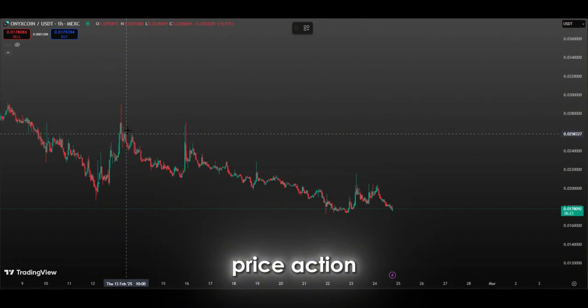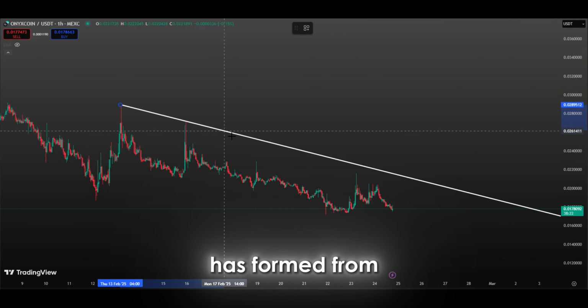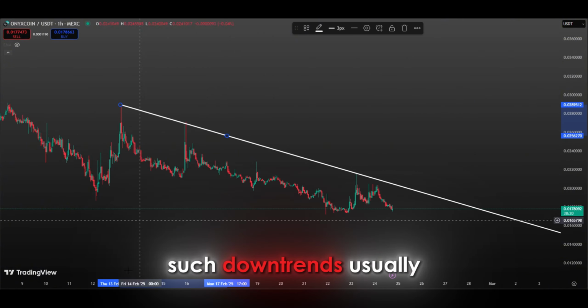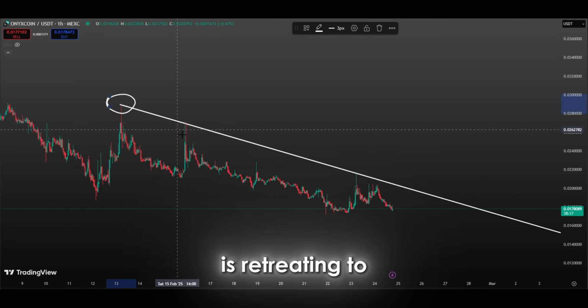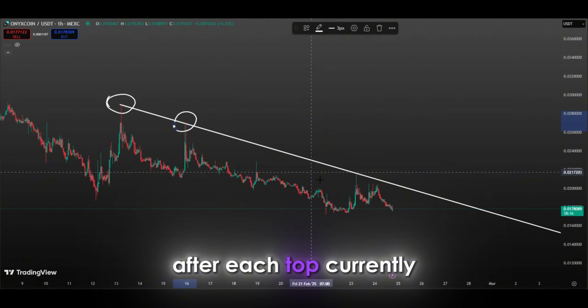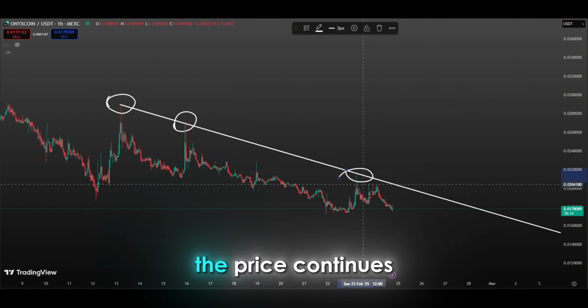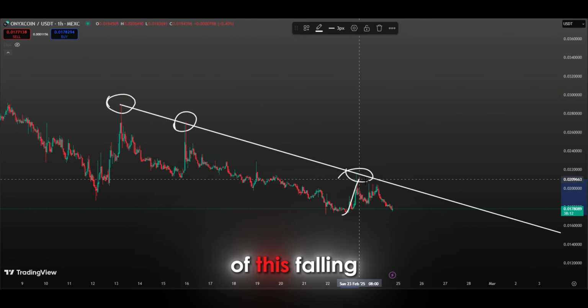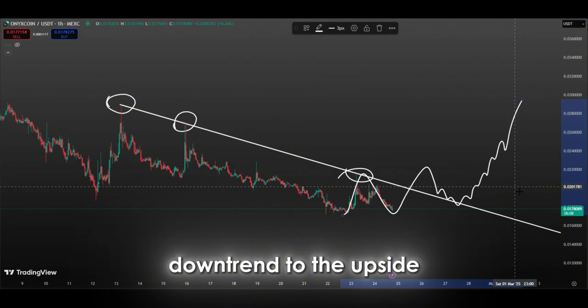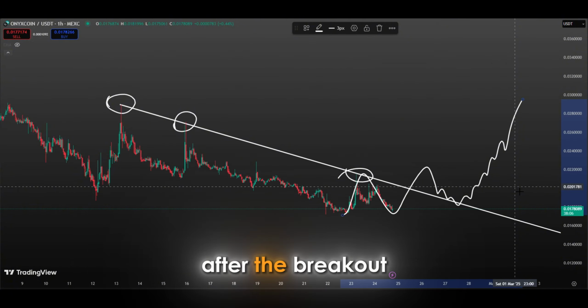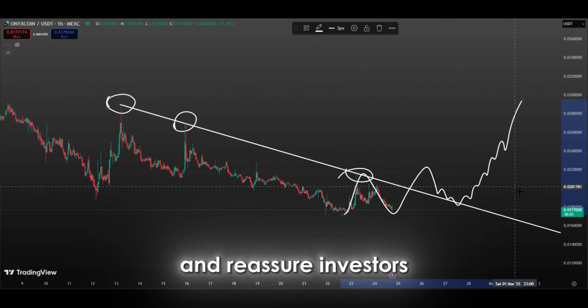Looking at the price action, a downtrend line has formed from the highs. Such downtrends usually indicate that sellers are dominating the market and the price is retreating to lower levels after each top. Currently, the price continues to move under the influence of this falling trend line. If the uptrend is to begin, the price must first break this downtrend to the upside. After the breakout, it should retest and reassure investors.